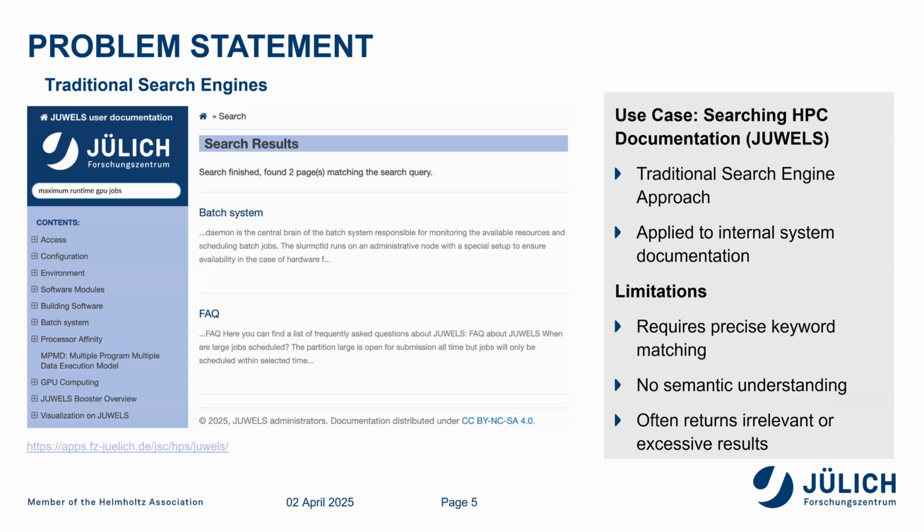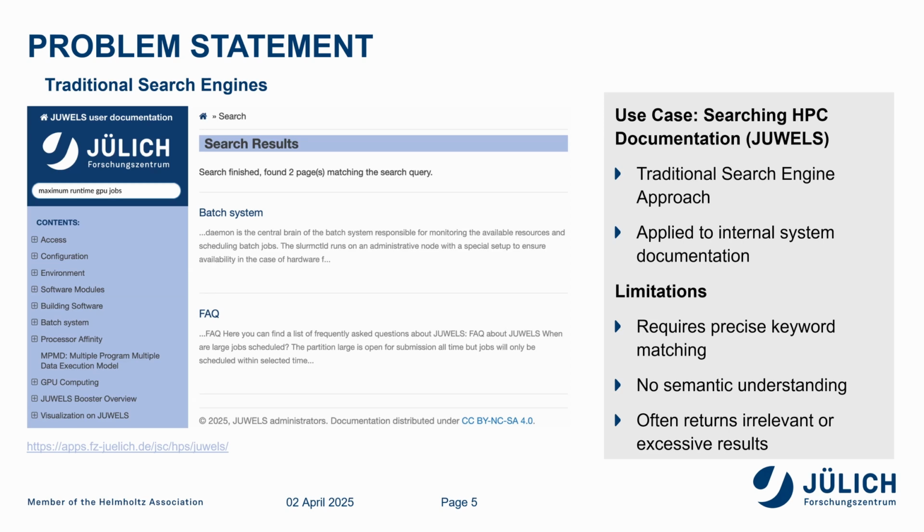To motivate this talk, let's start with a problem statement. This is an example use case we took at the beginning of this project. We thought about what kind of documentation or documents we have internally. There's this HPC user documentation here in Jülich for the JSC systems, and we played around with it a bit. In this screenshot, you can see that there's quite a lot of content on the left side. You see all the pages.